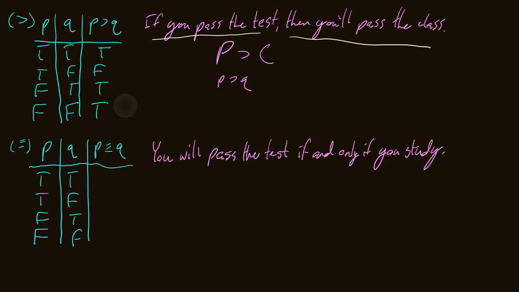So you will pass the test, just say P, if and only if you study, let's say S, right? And then let's use our statement variables, lowercase p, if and only if lowercase q. Now, I kind of skipped a step here, I didn't fill out the entire truth table. When P and Q are true, P if and only if Q is true. When P and Q are opposite truth values, P if and only if Q is false. And when they're the same, it's always true, right?